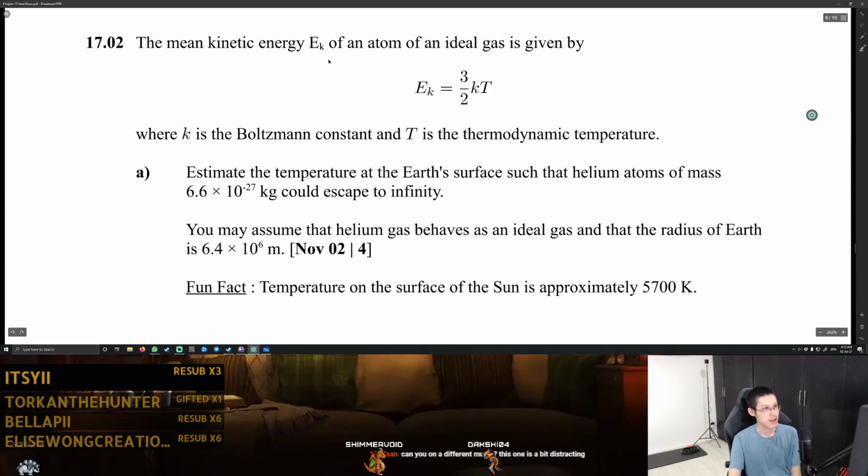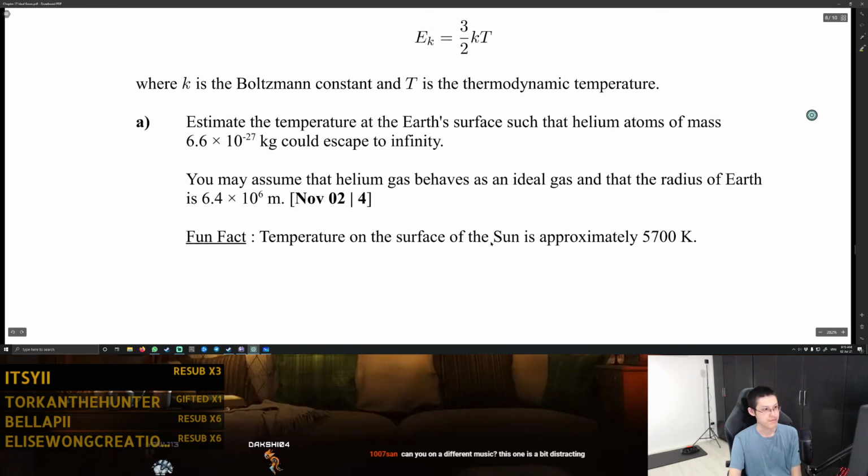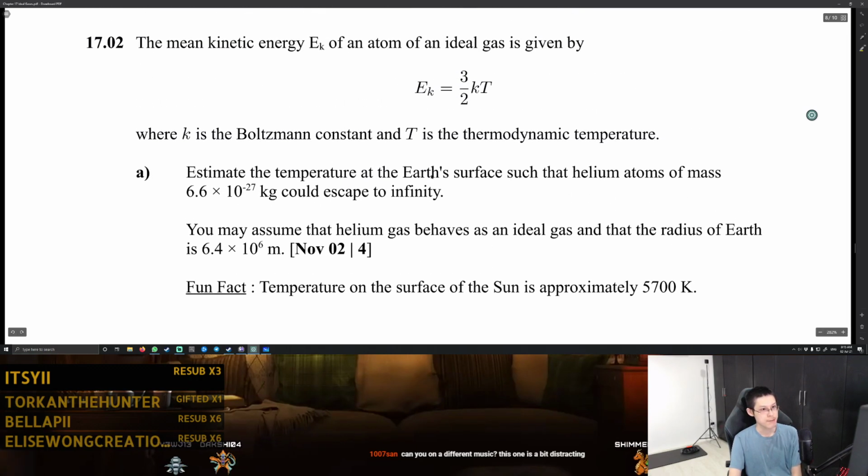Moving on. The mean kinetic energy is given as 3/2 kT. Estimate the temperature at the Earth's surface such that helium atoms of mass 6.6 times 10 to the power 27 could escape to infinity. You may assume that helium gas behaves as an ideal gas and the radius is given. Okay, so what do they mean by estimate the temperature such that the helium atoms could escape to infinity?